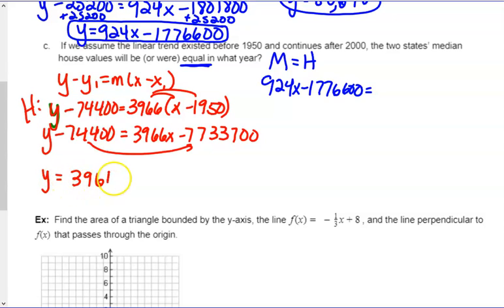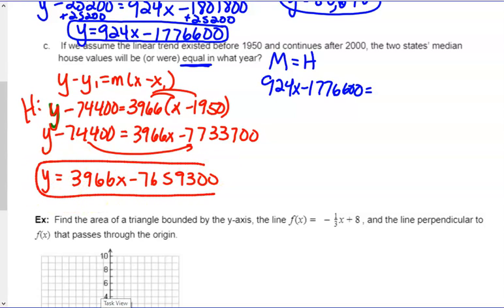We end up with an equation of 3966x minus 765,900. When you do this minus of this number plus the 74,400. So that is the other equation that we have, and that's the median value for any year in Hawaii. Now, that's what I need for this piece of this equation to answer the question as to in what year were they equal. So I'm going to put 3966x over here minus 765,900. And now I have a linear equation to solve, okay?